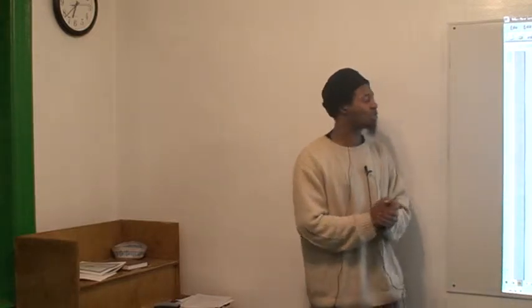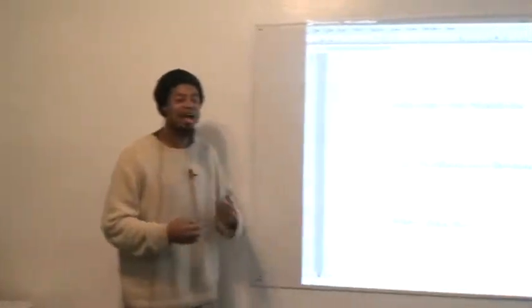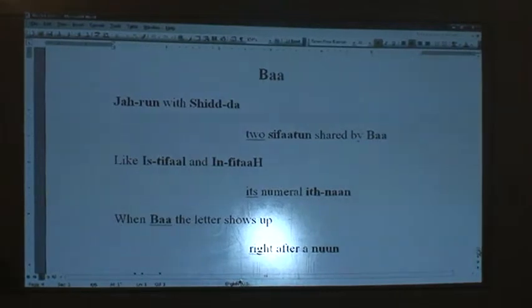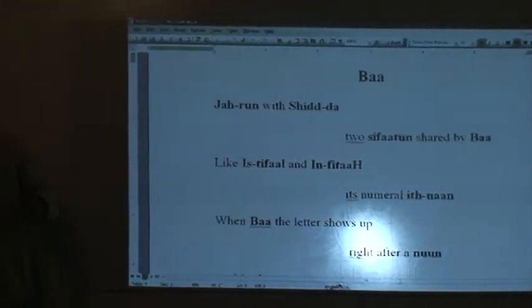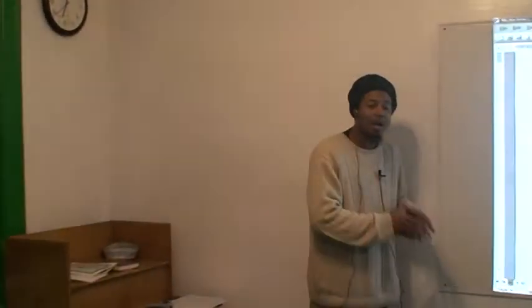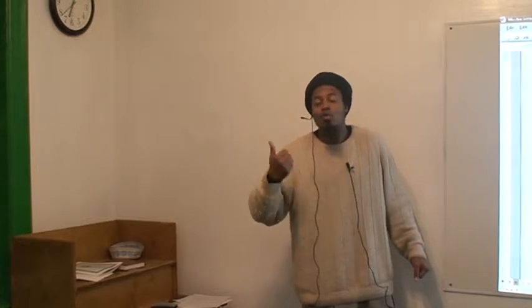So now we have some rules, inshallah. So we have jahrun and shiddatu, sifatun shared by ba, like istifal and infitah. Infitah is open that mouth. It's numeral ithnan. What does ithnan mean? Two. So if alif is 1, ba is 2. Right? When ba, the letter, shows up right after a noon. Now we're talking about its sifat and its mustahaqqahu.